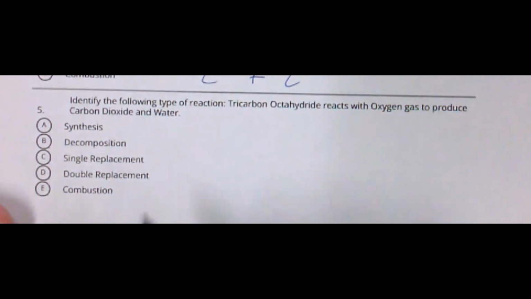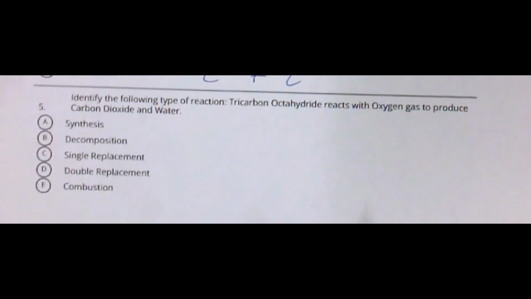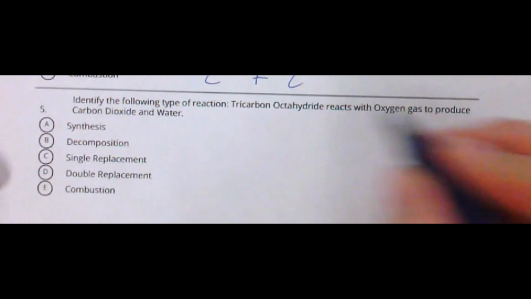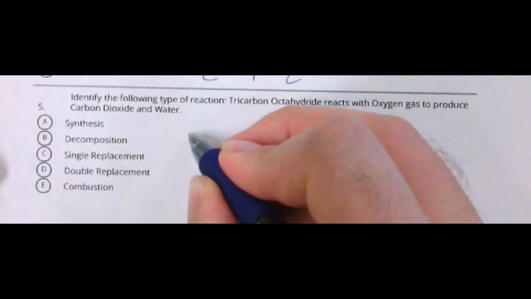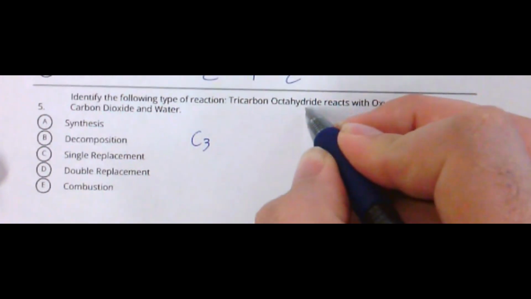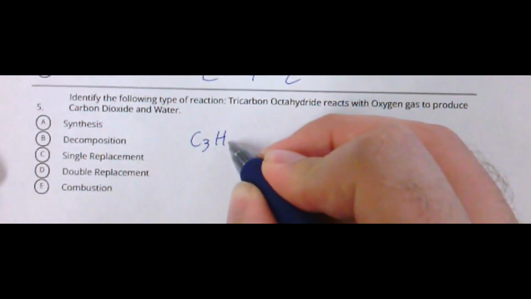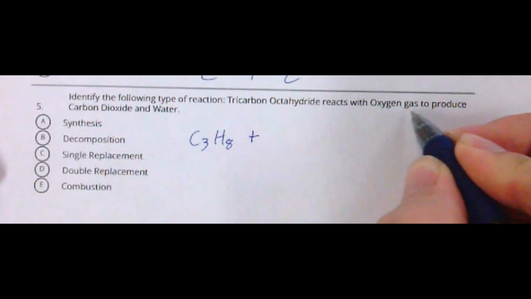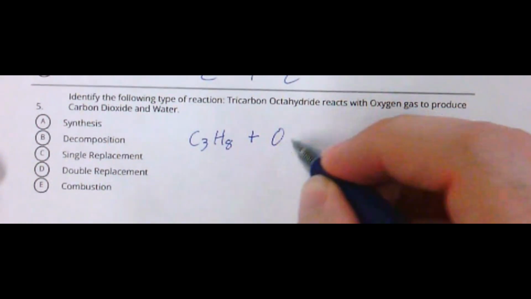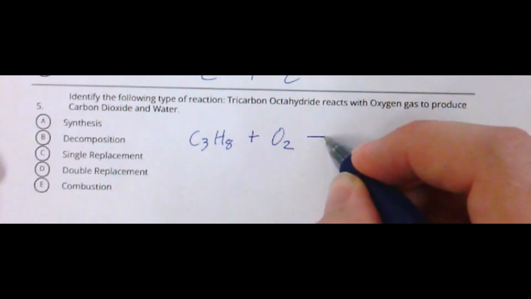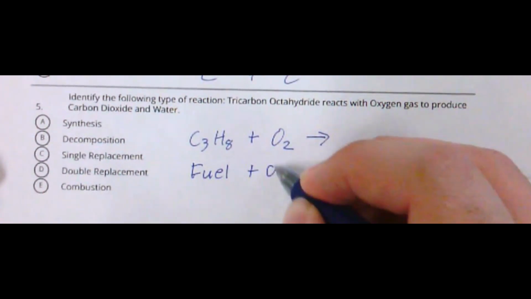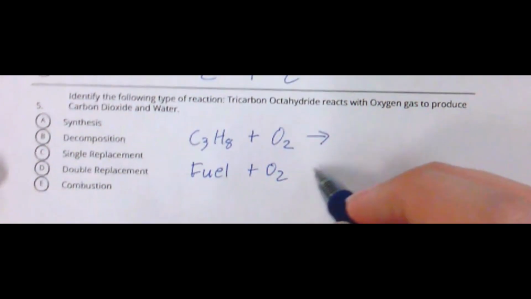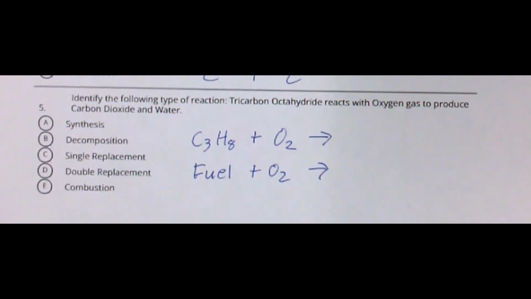Number five, last one. Only thing that is left is combustion. But why? Well, let's take a look. Tricarbon, how many carbons? Three. Octahydride, how many H's? Eight. Plus oxygen gas, which is O2. Well, that right off the bat is a fuel plus O2. So what are the products always going to be of that?